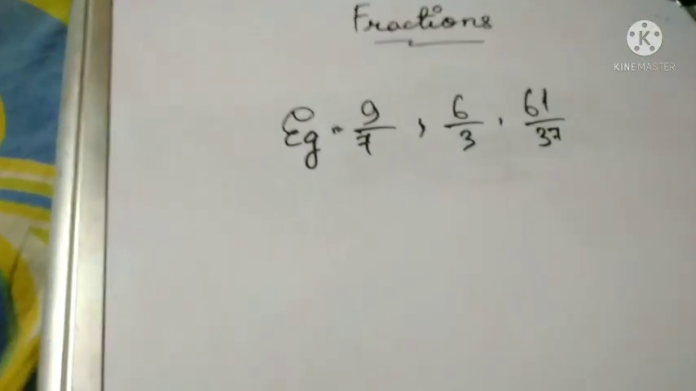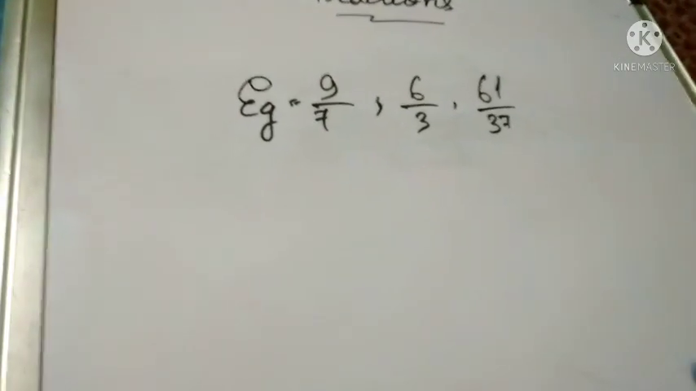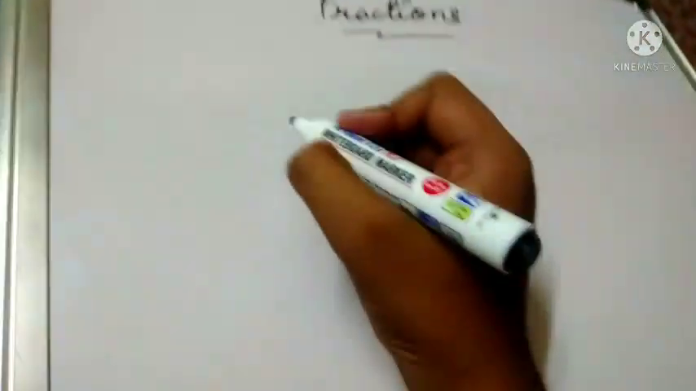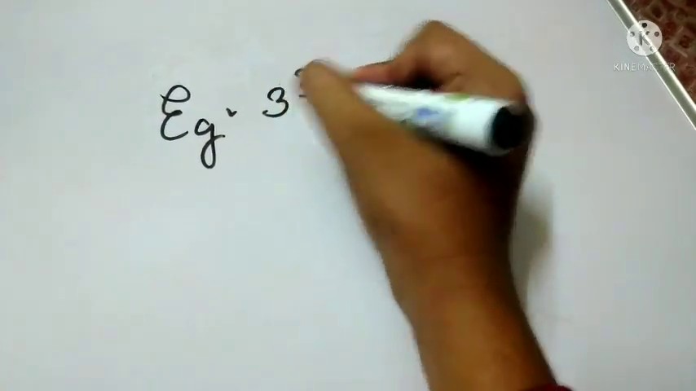So now we are going to learn what is a mixed fraction. A fraction which consists of two parts, one natural number and a proper fraction, is called a mixed fraction. I am giving you some examples. So take an example, 3 2/7.